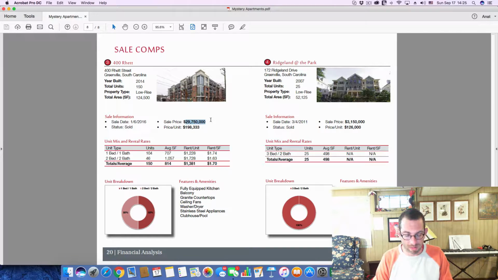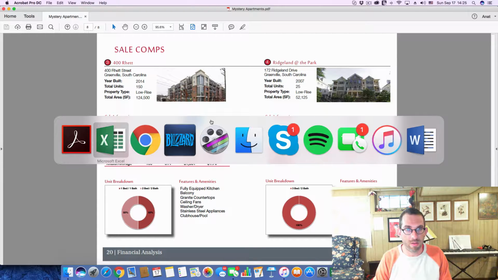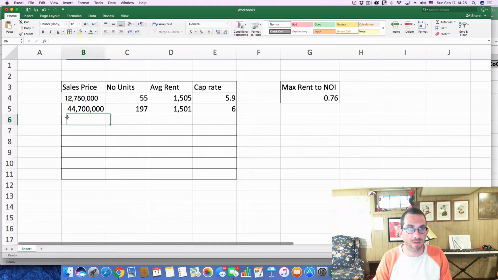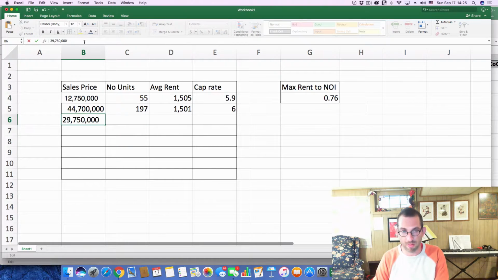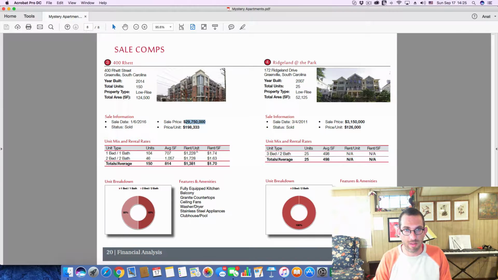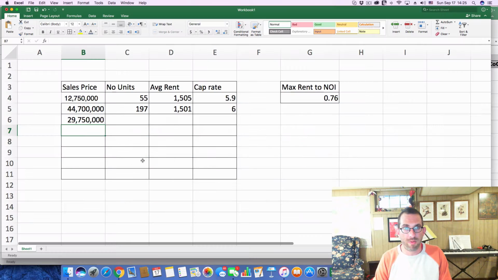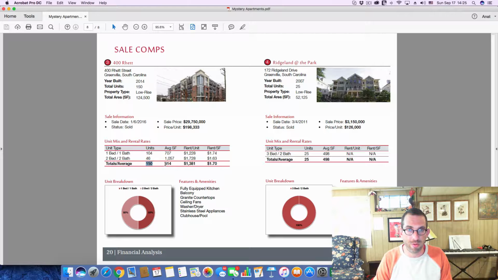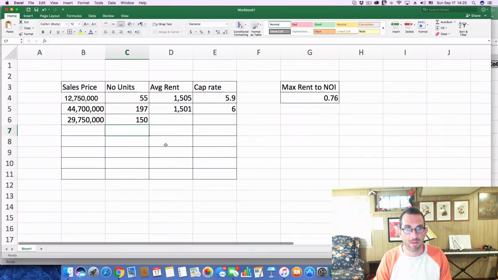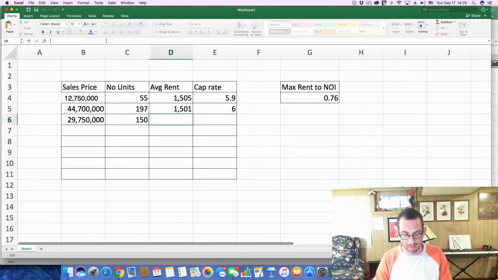Okay, they're asking for almost 30 million. Oh, I'm sorry, they're not asking. These are actual sales. So that's sold at 30 million, and there's 150 units in here. You do realize that he's comparing his little 12 unit to these huge multi-unit places. And the reason he's doing that is because he likes what he gets out of that.